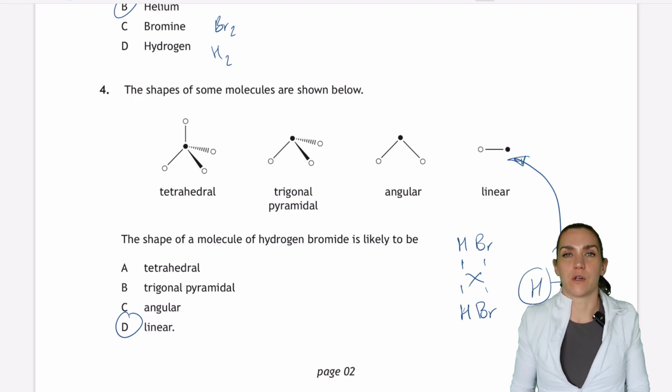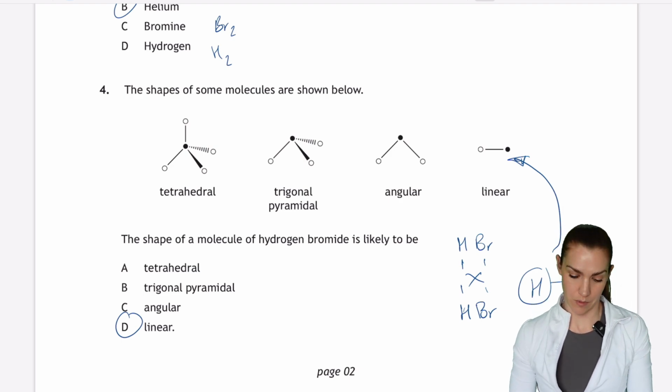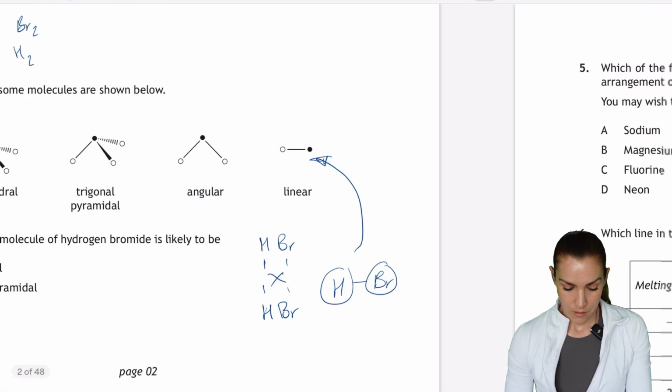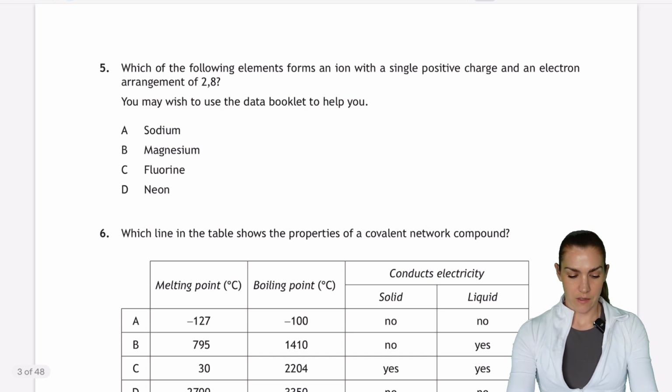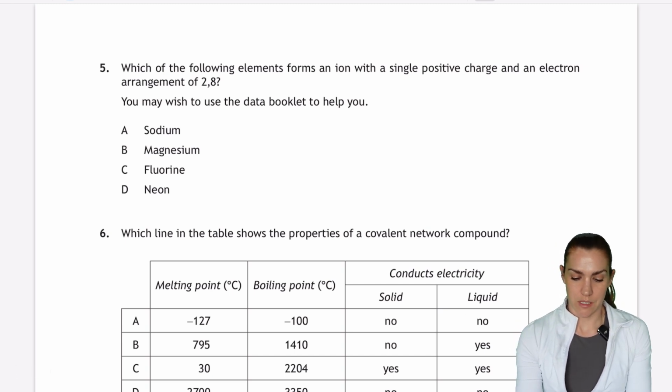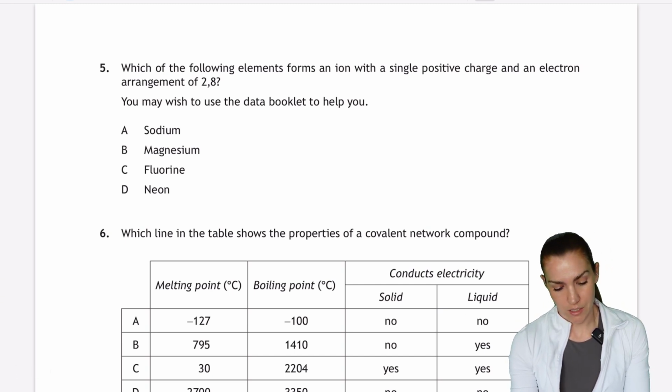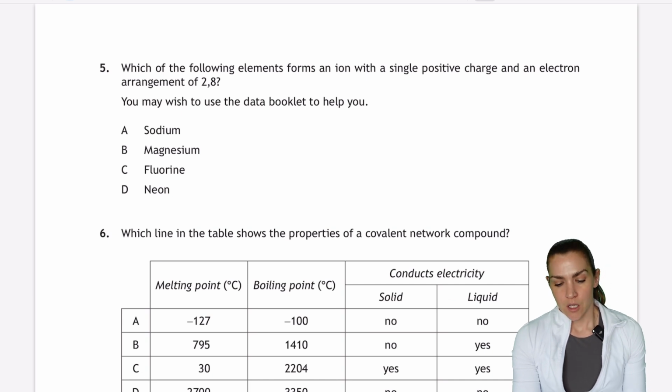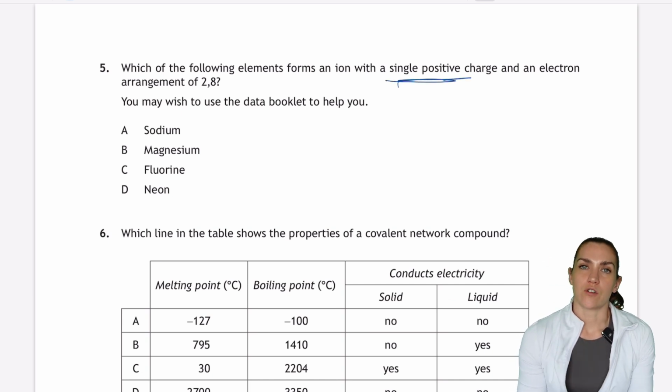Okay, so to work out the shape of a molecule, you need to know its molecular formula. Then question 5, which of the following elements forms an ion with a single positive charge and an electron arrangement of 2, 8? So if we start off with the single positive charge bit, it's the elements in group 1 that end up with single positive charges.